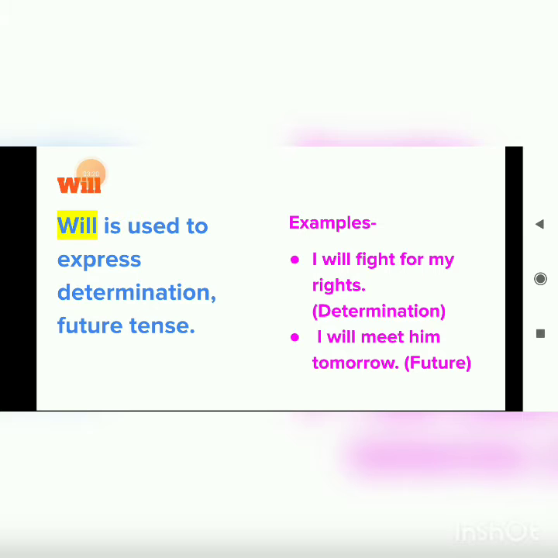Will. Will is used to express determination and future tense. Examples: I will fight for my rights. It is a determination. And second, I will meet him tomorrow. It is future. Okay students, so I hope you all are understanding the different modal auxiliaries and their functions. Moving ahead.